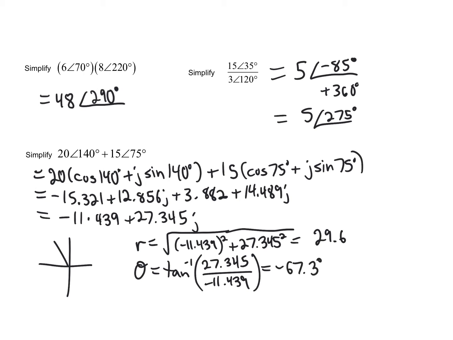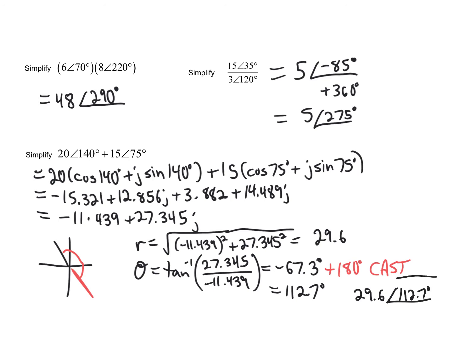But the negative 67.3 degrees would be down here. So we have to correct it by adding 180. There's a 180 difference. So we add 180 due to CAST. Remember your CAST rules. And this gives us 112.7 degrees. So put it all together, and your final answer is 29.6 at 112.7 degrees.